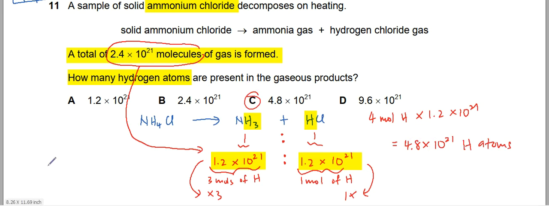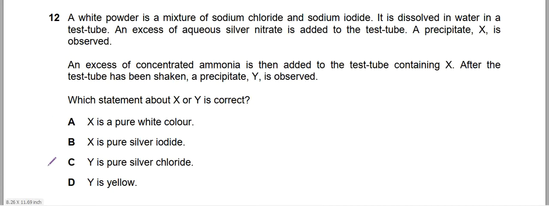Question 12. This one is identification of anions, reaction. We take a look first: a mixture of sodium chloride and sodium iodide. Next, excess silver nitrate. When we see the silver nitrate, we know that is the identification of the halogens, chloride or iodide.